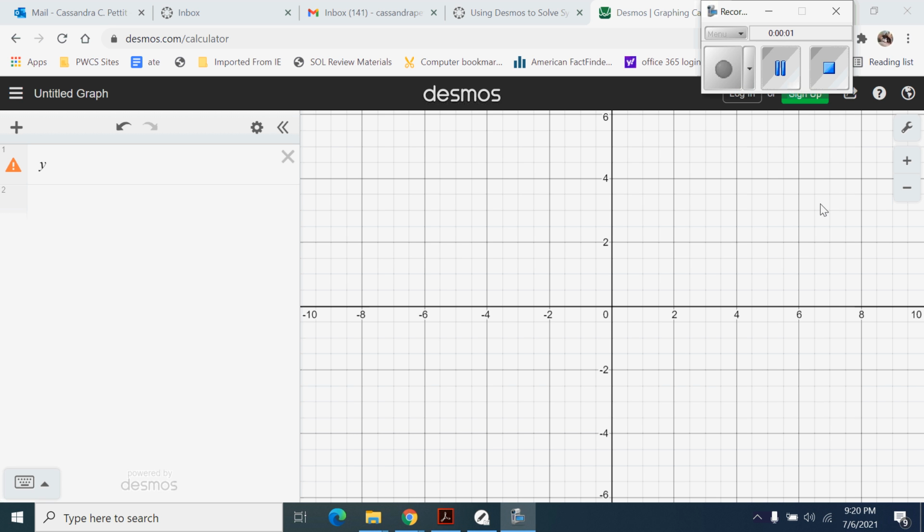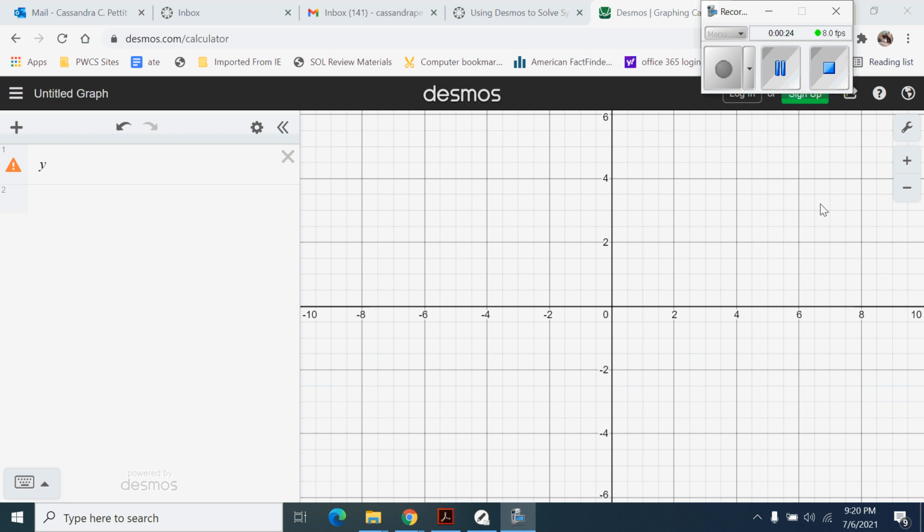A ton of uses, but one of its best uses is when you're trying to apply it for equations and inequalities and systems of equations and inequalities, because it not only graphs the line for you when it's in slope-intercept form, it also graphs the line when it's not in slope-intercept form.